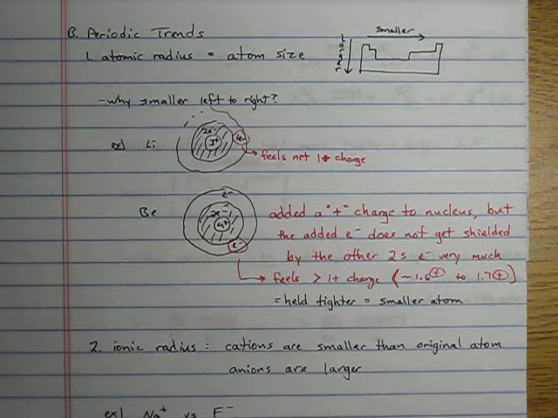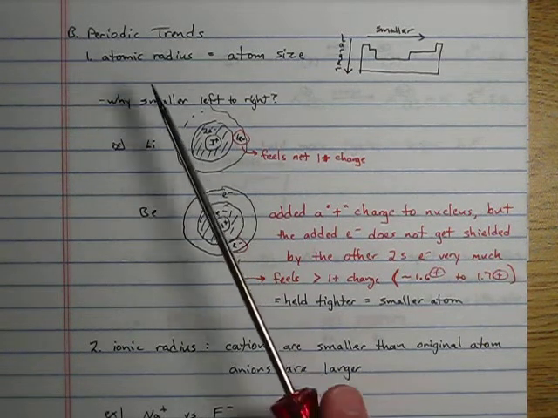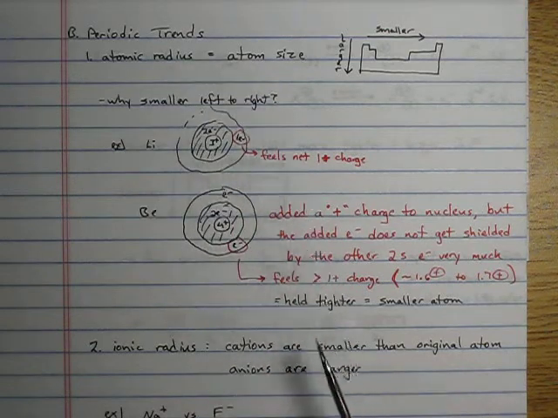All right, we're going to finish up this chapter by looking at periodic trends. As we go across the periodic table or down the periodic table, what happens to various properties of our atoms? So the first thing we're going to look at is atomic radius, the size of the atom.